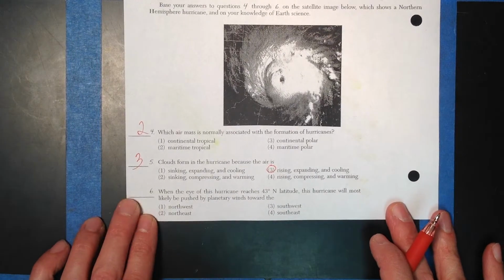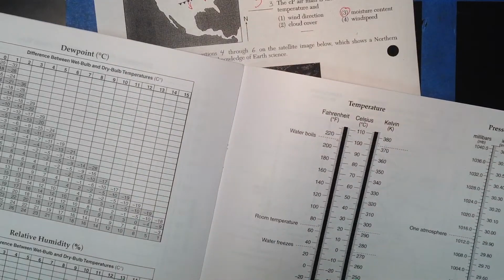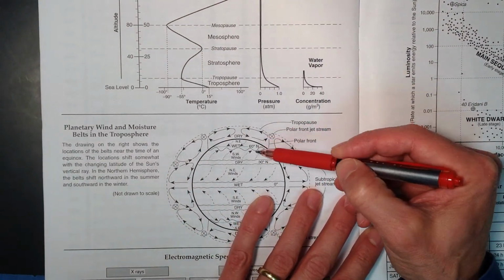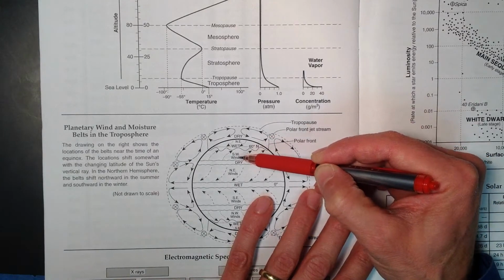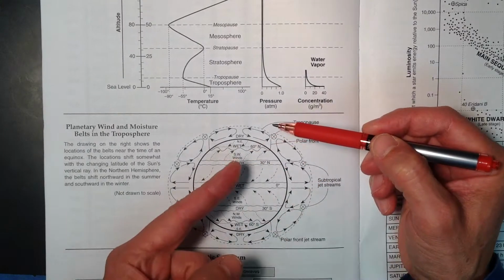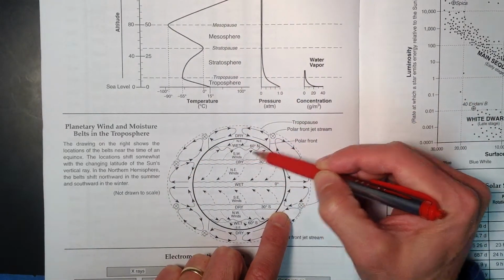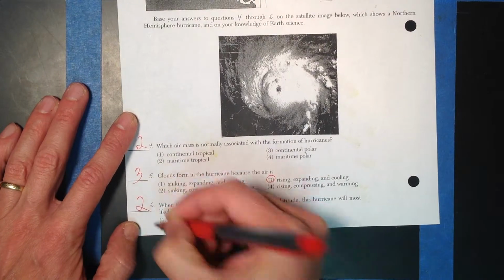When the eye of this hurricane reaches 43 degrees north, this hurricane will most likely be pushed by the planetary winds toward what direction? This is where you really get to use this page of the reference table. 43 degrees north is in here, between 60 and 30. So in here, what direction are the planetary winds going to push it? Well, the winds come from the southwest. They're going to push it towards the northeast. Okay, that's key. Southwest winds come from the southwest towards the northeast. So the hurricane will be pushed toward the northeast.